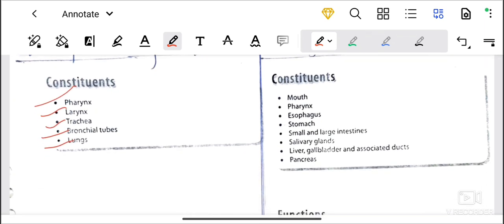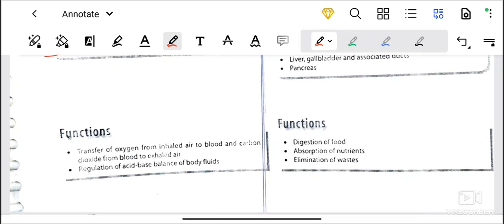In its functions we will discuss the transfer of oxygen from the air. The lungs have a transferring function, that is, transfer of oxygen from inhaled air to the blood, and carbon dioxide from the blood to the exhaled air.